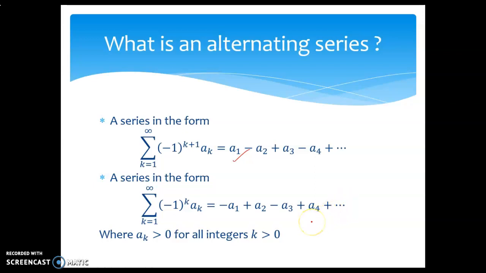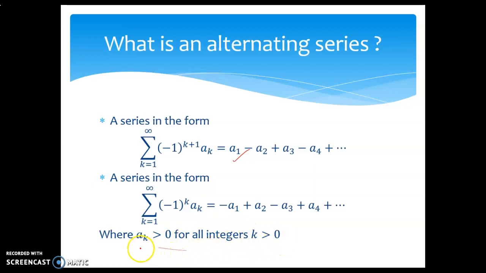An alternating series is any series whose terms change sign. So here this is positive a_1, this is negative a_2. This is positive a_3, this is negative a_4. And similarly, there is an alternating series that starts with a negative. So here negative a_1, positive a_2, negative a_3, positive a_4.